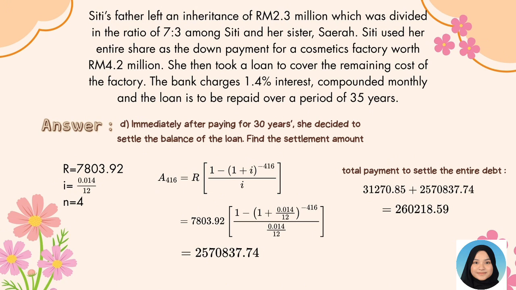Next, answer for D. Immediately after paying for 30 years, she decides to settle the balance of the loan. Find the settlement amount. Siti decides to settle the loan after making payments for 30 years. We first calculate the remaining balance after 360 months using this formula. After calculating, the outstanding balance is 2,570,837.74. To fully settle the loan at that time, she must pay the monthly payment plus the outstanding balance, which is 31,270.35 plus 2,570,837.74. So the final answer is 2,602,108.09. That's all.